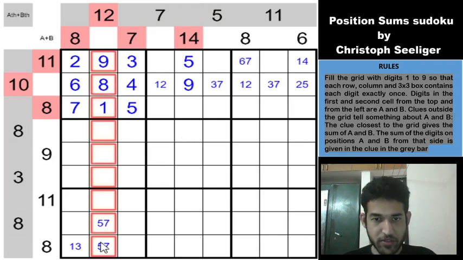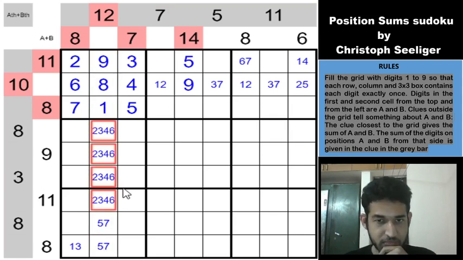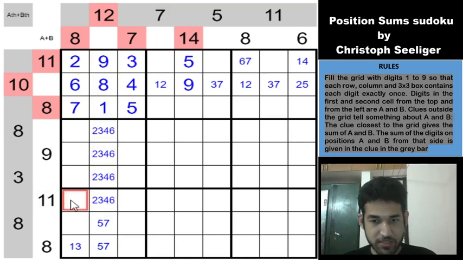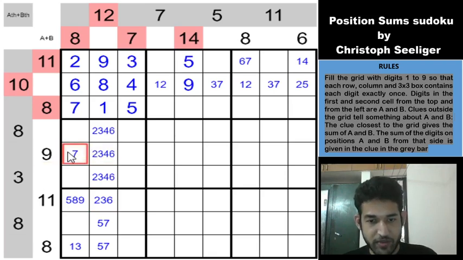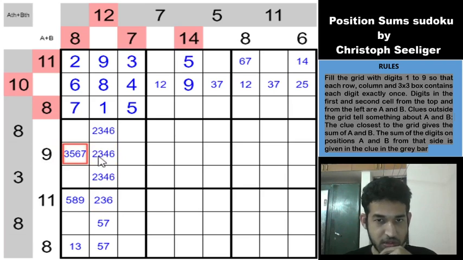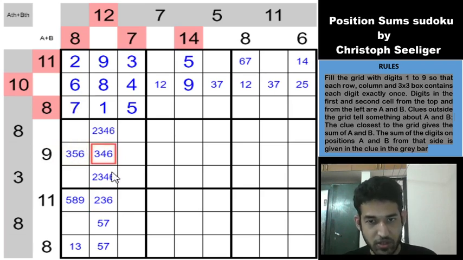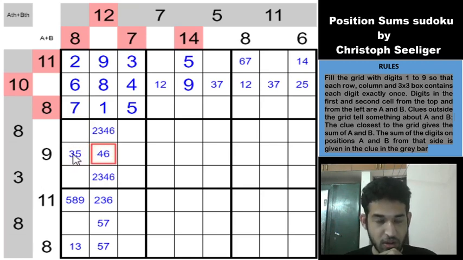Okay, maybe we'll make use of this column. 1, 8, 9, 5 and 7. So the remaining digits are 2, 3, 4, 6. And now for 11, this must be either 9, 8, 7 or 5. But 7 is ruled out, which means this can't be a 7 and this can't be a 4. And for this 9 clue, this must be 7, 6, 5 and 3. 7 is ruled out, which means 2 is ruled out. 6 is also ruled out, which means 3 is ruled out. Okay, either 3 plus 5 or 3 plus 6 or 5 plus 4. So not really helping us.